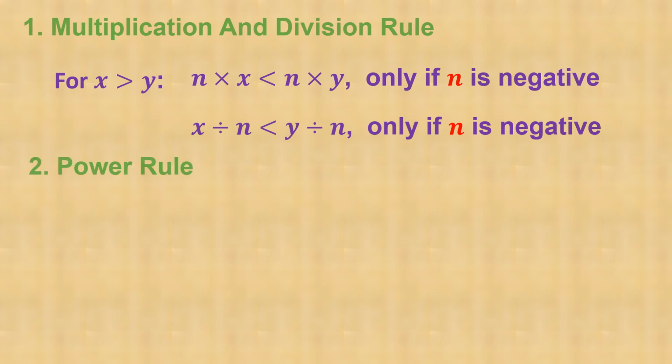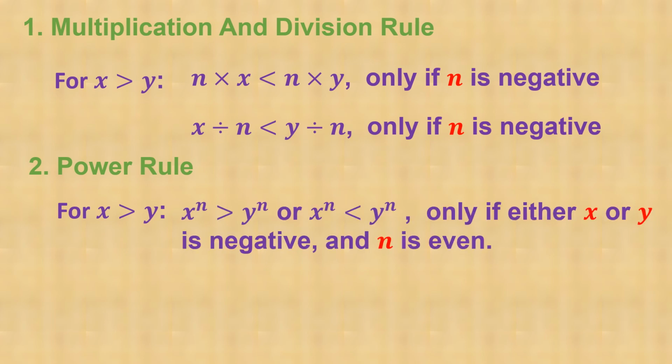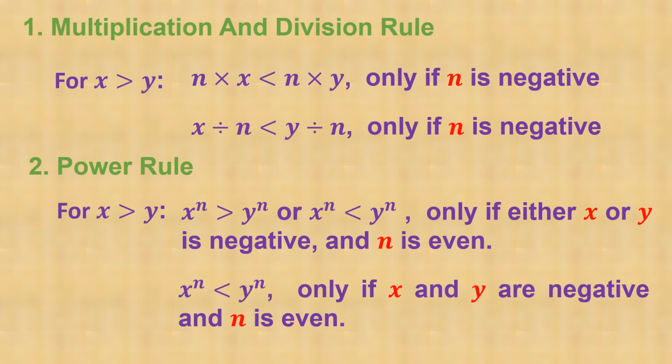Power rule. For x greater than y, x raised to the power n is greater than y raised to the power n, or less than y raised to the power n, only if either x or y is negative, and n is even. X raised to the power n is less than y raised to the power n, only if x and y are negative, and n is even.